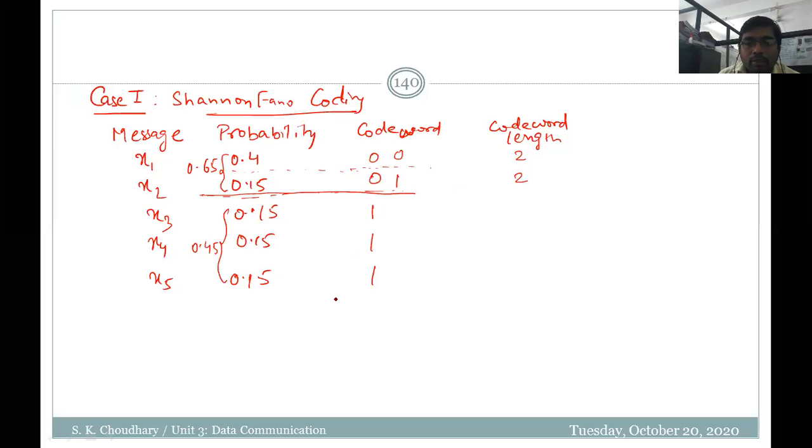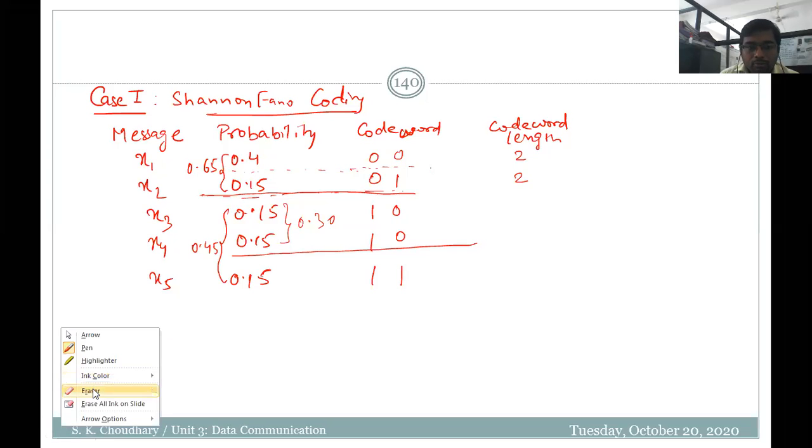Now come to the rest of the 3 messages. Again we have to perform the partition, so again we do the summation. So this would become 0.30, and this is 0.15. Again we have to do the partition here. So it would be 0 0 and then 1. Now again there is a chance of partition here, so we perform the same procedure.